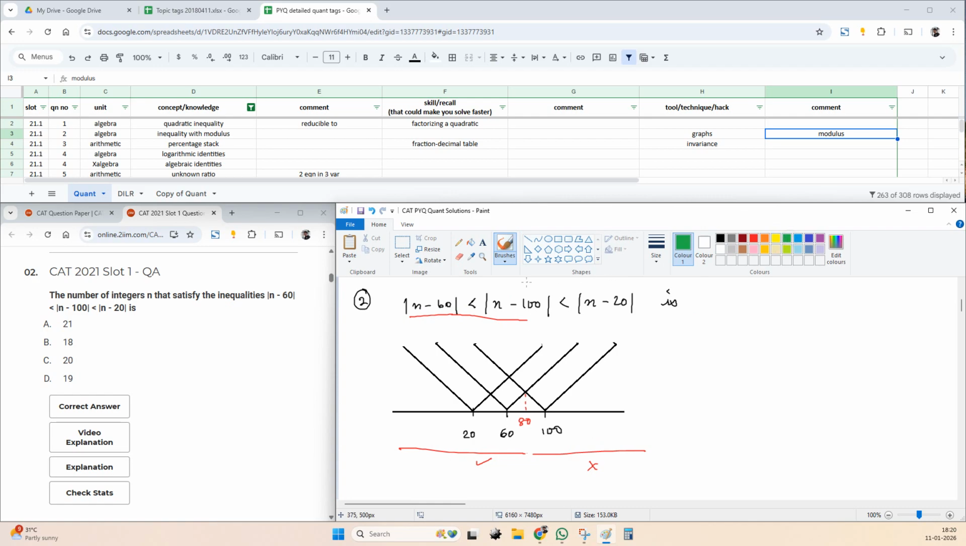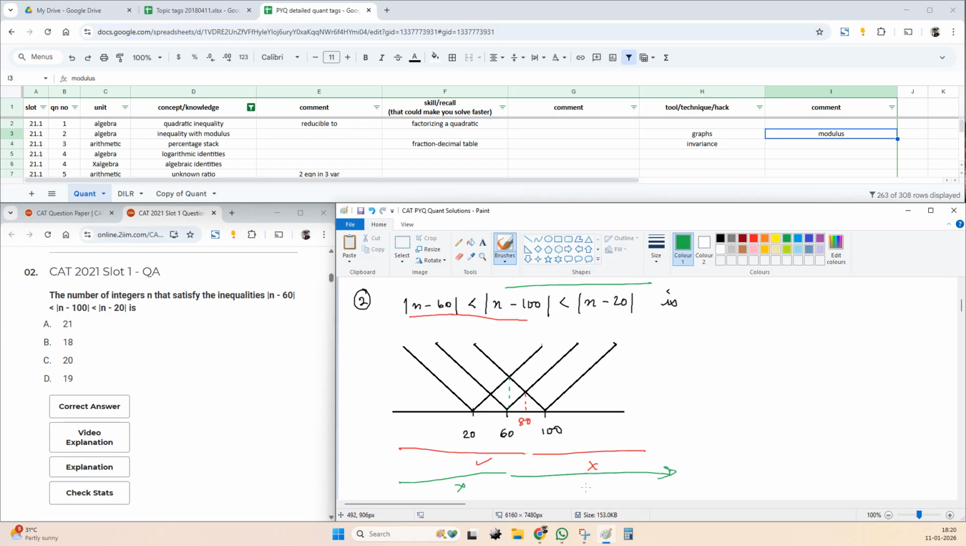So that was for this part. And then you look at this part. The |n − 100| curve should be below the |n − 20| curve. Notice that after this point, the |n − 100| curve is above and the |n − 20| curve is below. I keep saying n − 20, but I mean |n − 20|. But to the right side of this point, the |n − 20| curve is above and the |n − 100| curve is below. And at 60 they're equal, so we'll discount 60 as well. So this doesn't work for us.